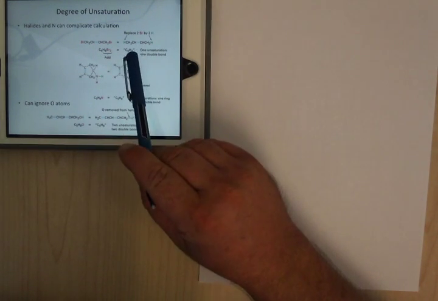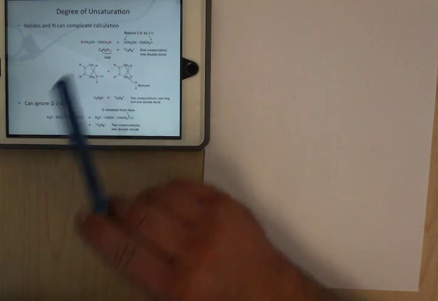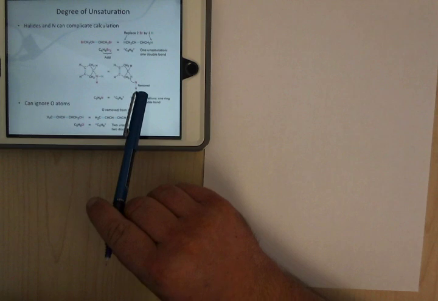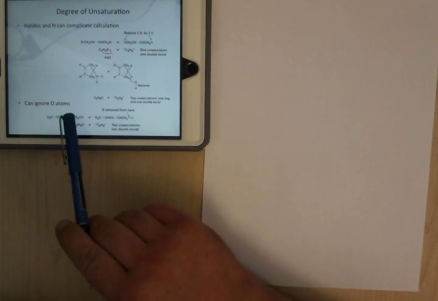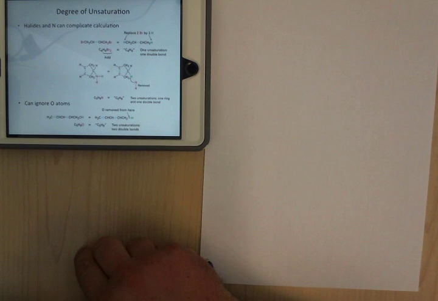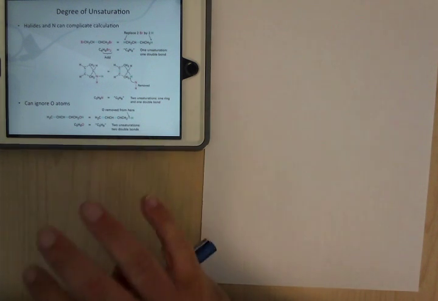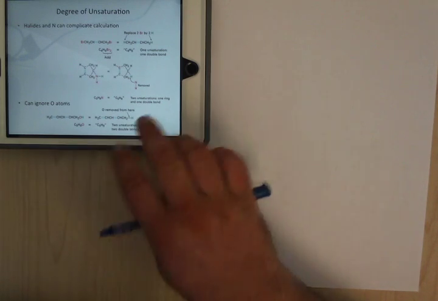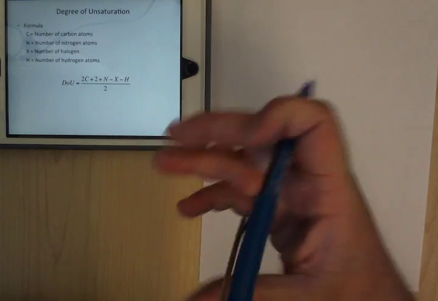So for every halide you have in there, that's removing a hydrogen. Nitrogens, stuff like that. So you can actually ignore the oxygen atoms. Okay, so you can go through this, right? Halides, and the book talks about this, but this is one of the few places where there's an equation that actually works pretty well, and it's this one.